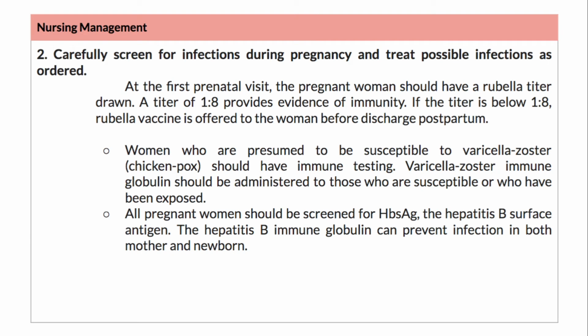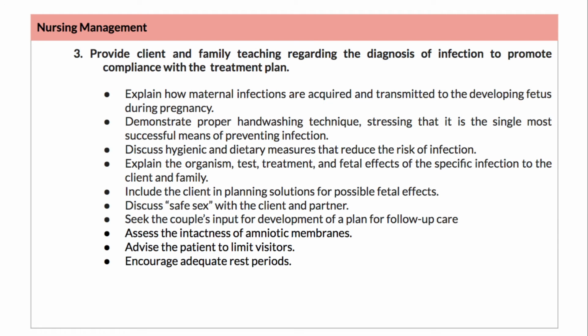Second, carefully screen for infections during pregnancy and treat possible infections as ordered. Women who are presumed to be susceptible to varicella zoster or chickenpox should have immune testing, and varicella zoster immune globulin should be administered to those who are susceptible or who have been exposed. All pregnant women should be screened for HBsAg, or the hepatitis B surface antigen. The hepatitis B immune globulin can prevent infection in both the mother and the infant.